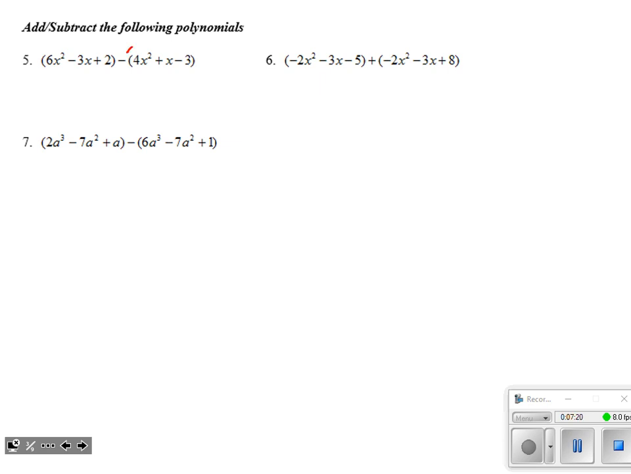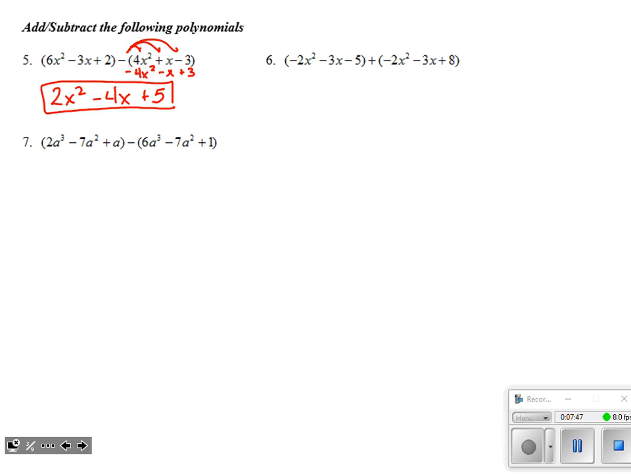That negative here is going to distribute to everything inside. So it's really a negative 4x squared, a negative x, and a positive 3 when I go to combine my like terms. 6x squared and negative 4x squared is 2x squared. Negative 3x and another negative x is negative 4x. 2 and 3 make a positive 5. There's my answer. We should not be spending a whole lot of time on these during the test.